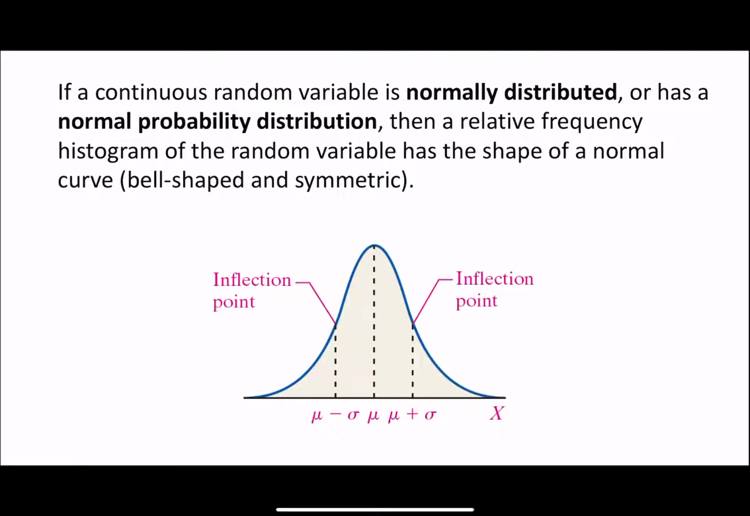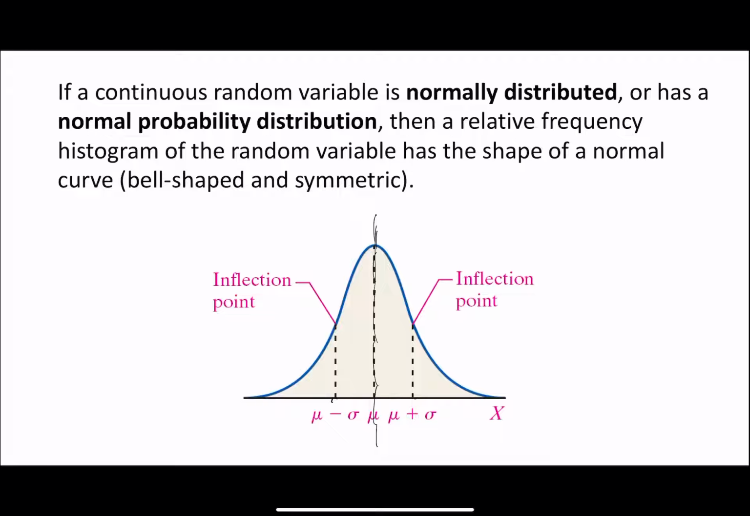If a continuous random variable is normally distributed or has a normal probability distribution, then the relative frequency histogram of the random variable is the shape of a normal curve. So if it is normally distributed or it has a normal probability distribution, then it's going to have that bell-shaped curve. It's going to be symmetric. We will say it has a normal curve, and therefore, here's my mean right here, and we have our standard deviations, one on either side.